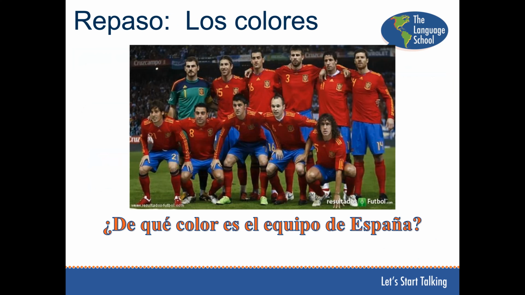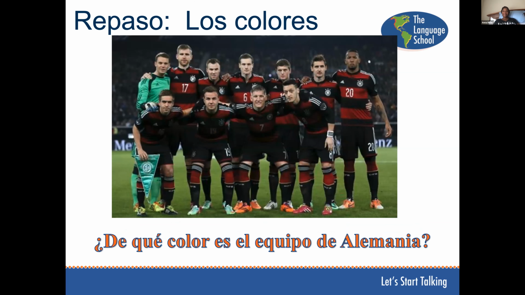Is that rojo, color? Rojo, yes. Y azul. Nikki, ¿de qué color es el equipo de Alemania? Rojo y negro.